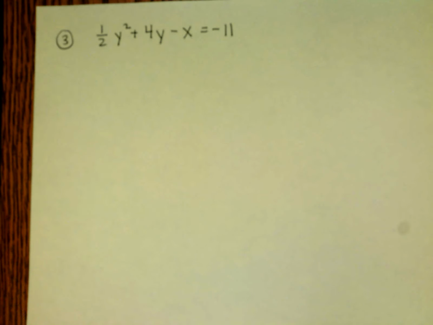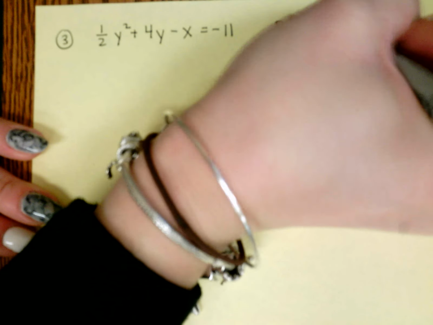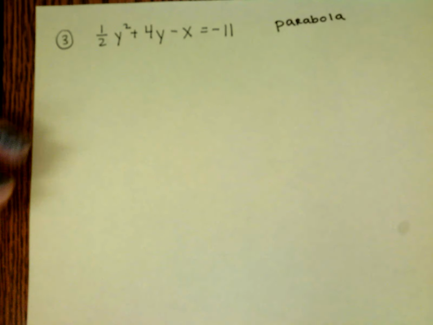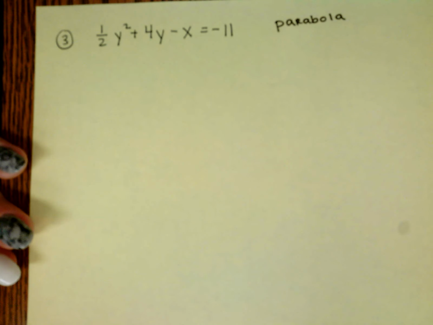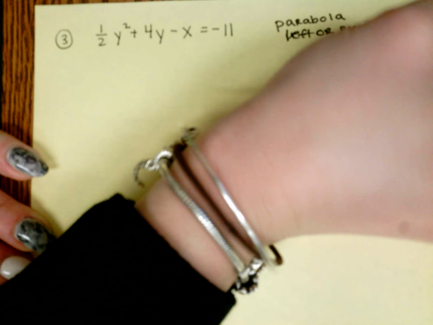So let's do this one. How can we identify, how do we know off the bat that this is a parabola? So we know it's a parabola because we only have one squared term, and in this case, our squared term is y. Right, so what does that mean? Which direction is this parabola going to end up opening in? It's going to end up opening left or right, depending on what p looks like.